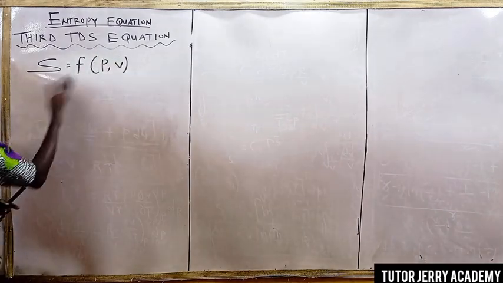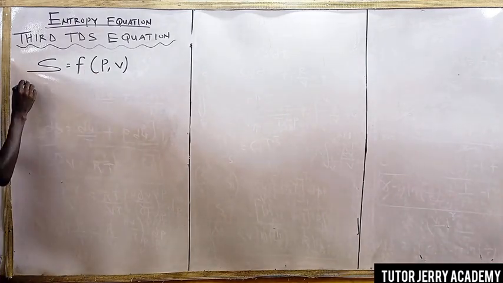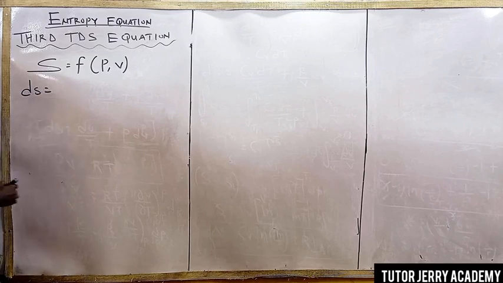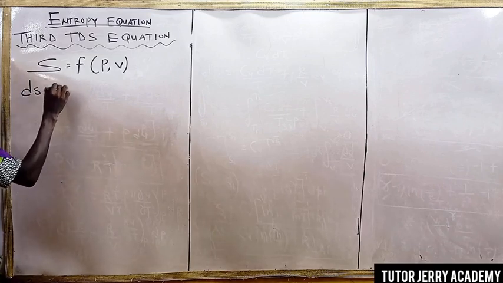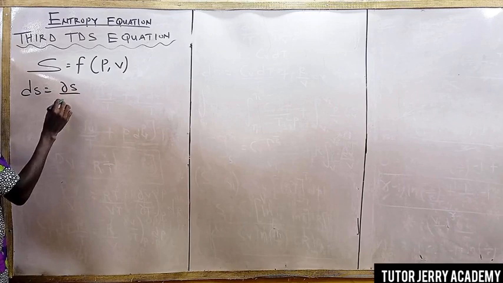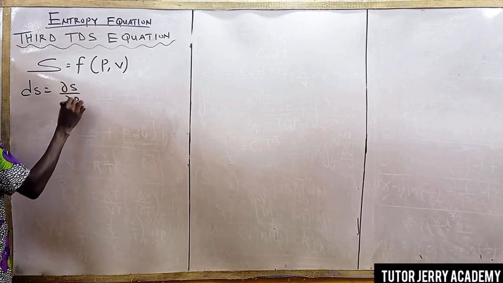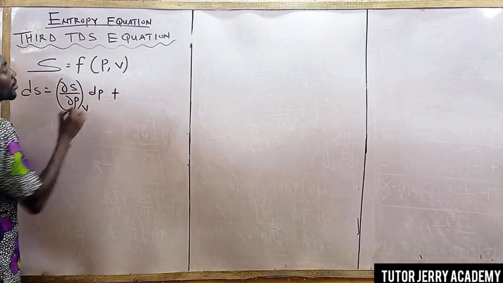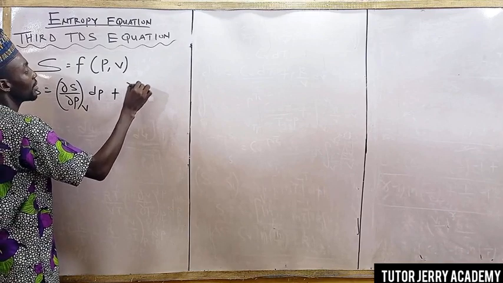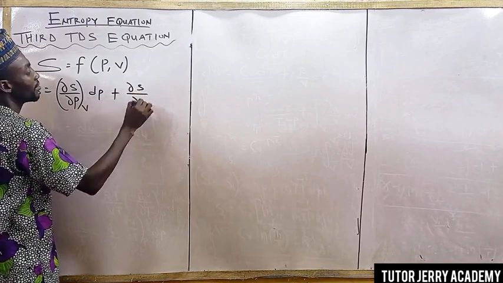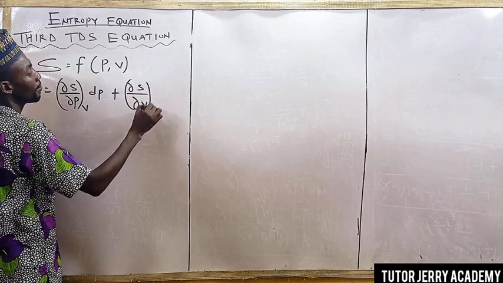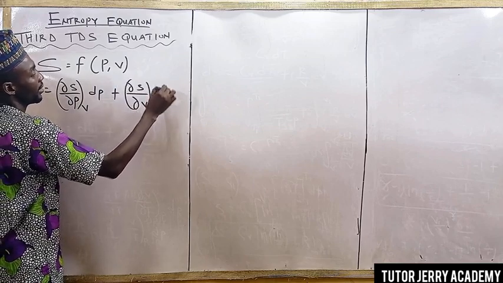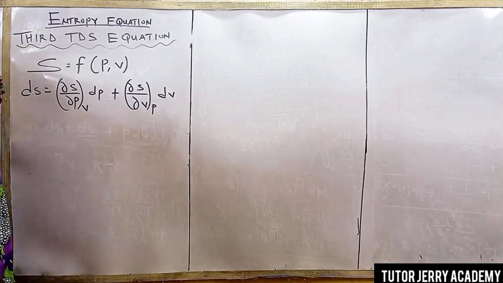So of course, we take the derivative of both sides. We are going to have ds equals the partial derivative of s over the partial derivative of p, keeping v constant, dp, plus the partial derivative of s over the partial derivative of v, keeping p constant, dv. Now the next thing we are going to do is multiply both sides by what?